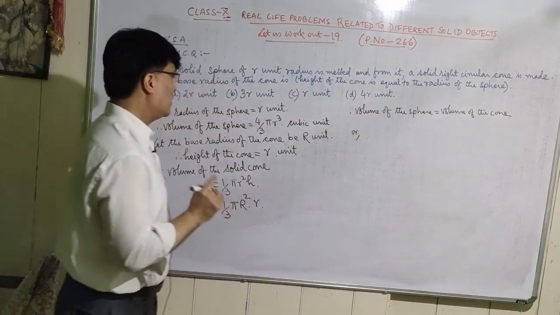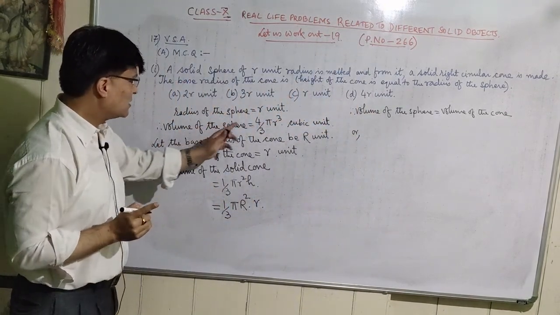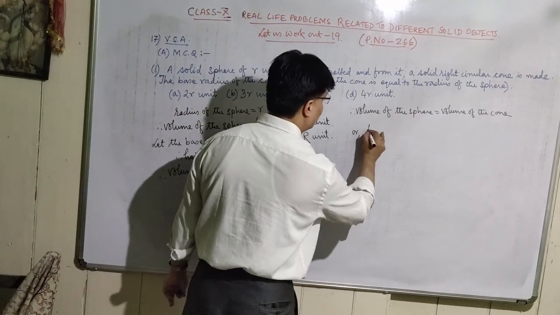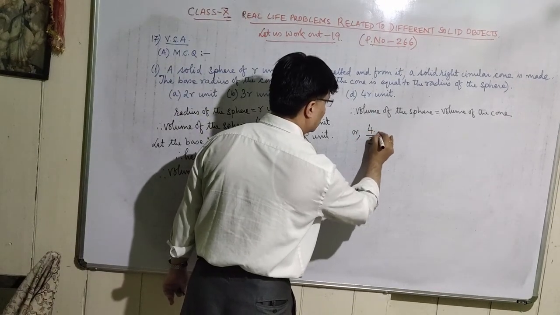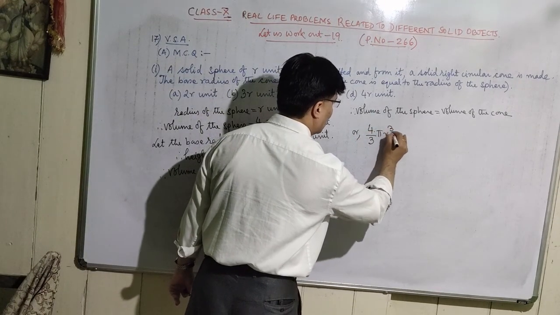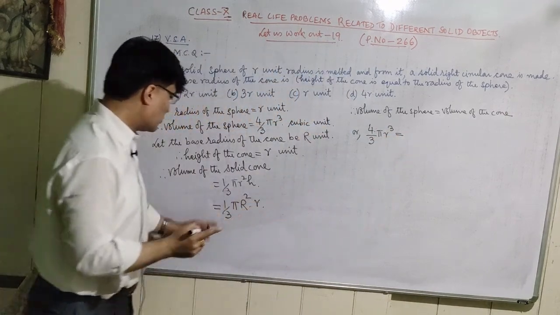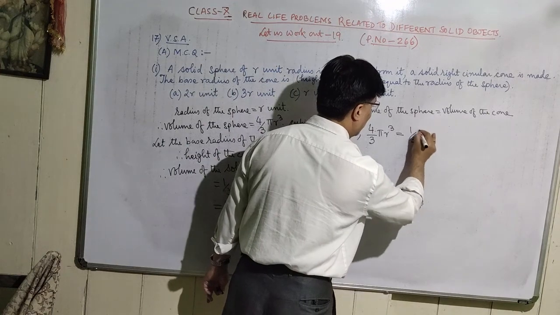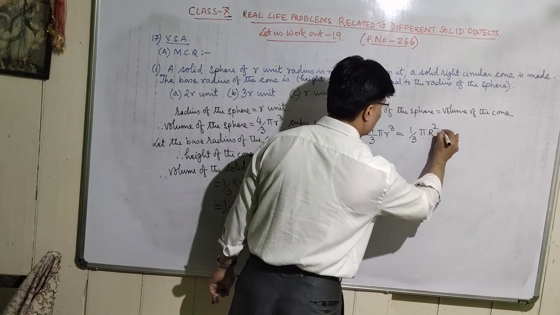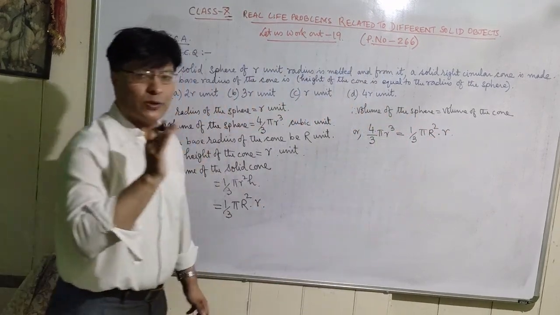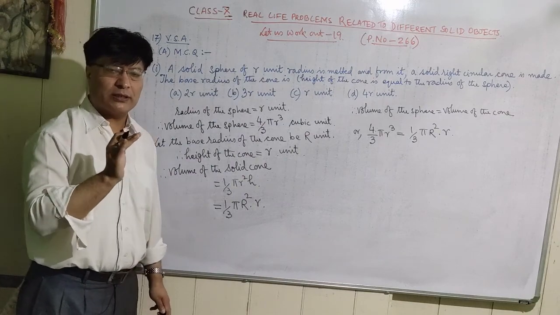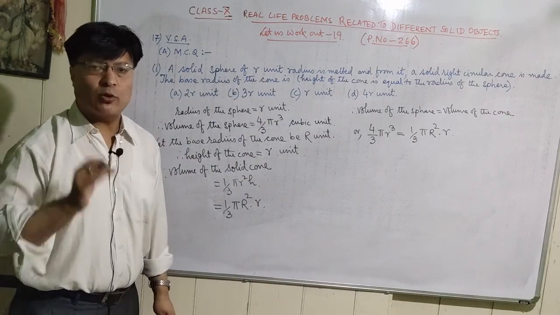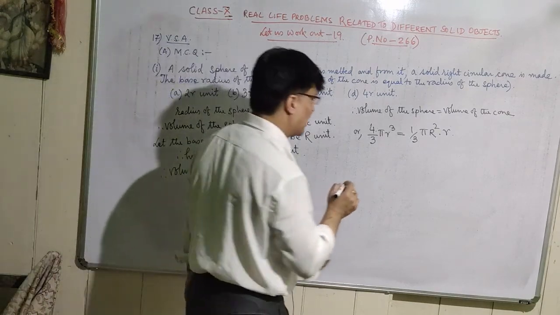What is the volume of the sphere in this case? It is 4/3 pi r cube. And what is the volume of the cone? It is 1/3 pi capital R square into small r. So in this case, you have to find out the radius of the base of the cone, that is, the value of capital R.